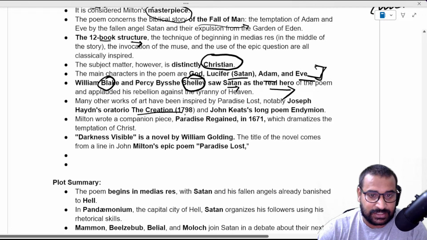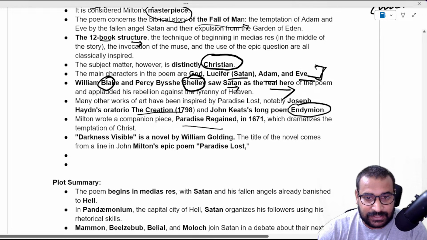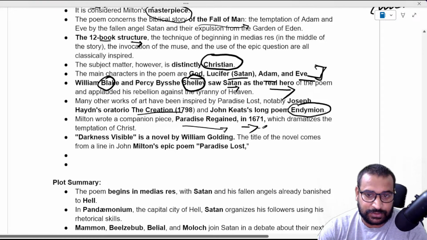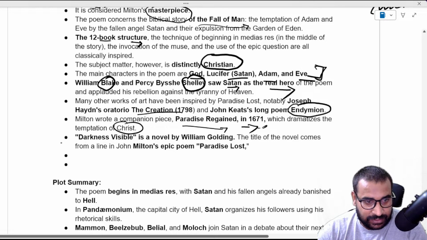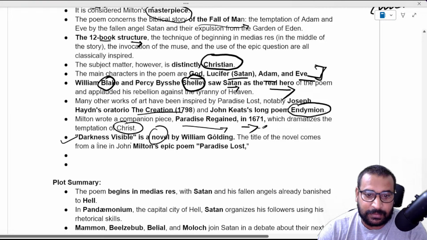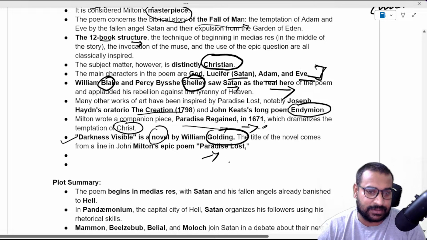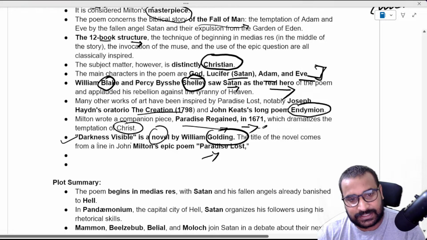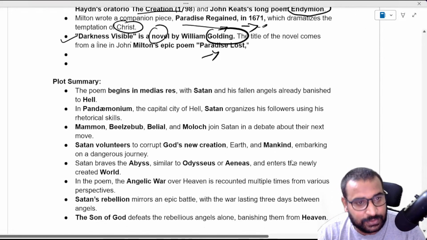The Creation, 1798, and John Keats' long poem Endymion. Very important. And Milton's pieces Paradise Regained with Samson Agonistes. Very important that you should know. It also represents Christ's temptation. And another important one that they ask questions about is Darkness Visible, actually a novel by the modern writer Golding, and that title is actually from Paradise Lost. So these kinds of connection questions you get in your exam.